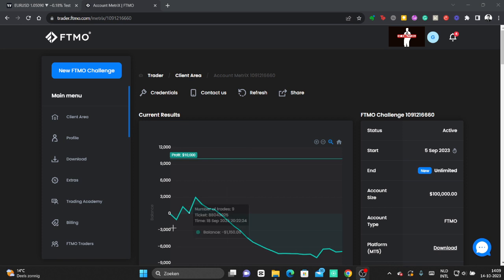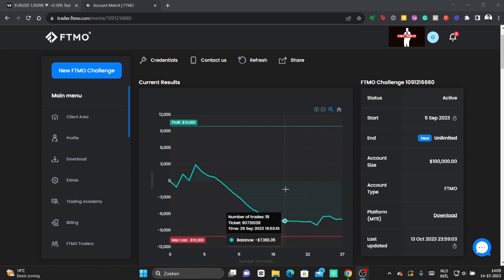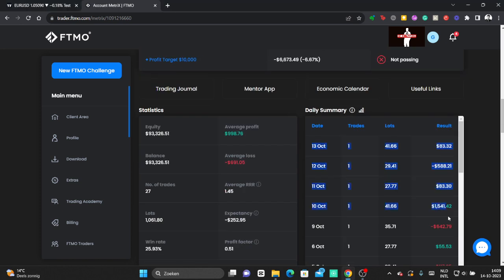So we always start with FTMO metrics, and as you can see, we went down a lot, almost hitting that max loss, but I changed my risk to half a percent. Instead of 1000, it's going to be 500 per trade, and as you can see, this week was pretty okay. If we scroll down, those were the trades, the 5 trades.